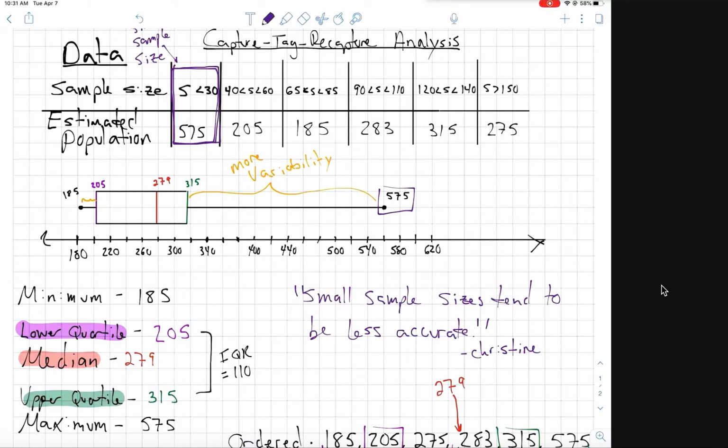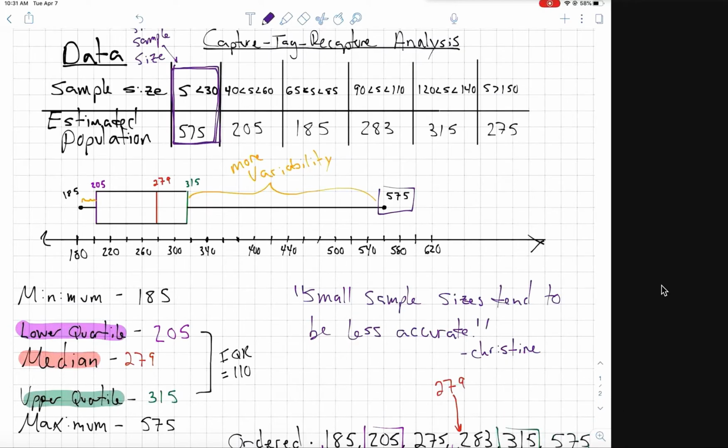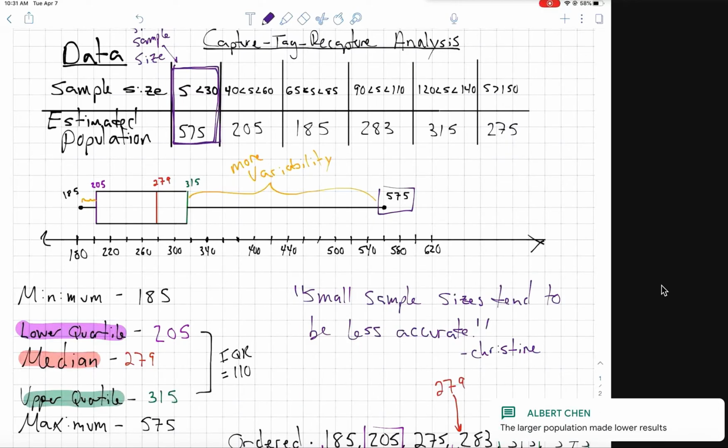What's the connection between our larger sample size and the box plot? It represents more of the population. Lori, that's absolutely right. A larger sample will represent more of the population. But let's try to connect the data to the box plot. What connections can we make between the data and the box plot to support our claim that larger sample sizes are more accurate or better represent the population?